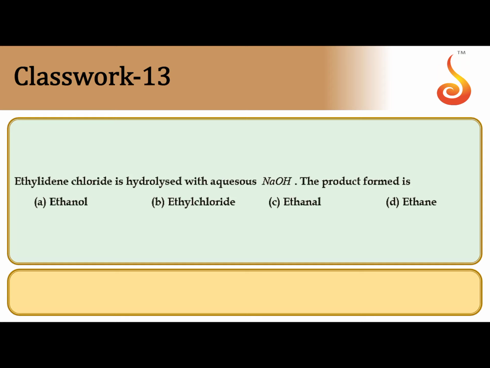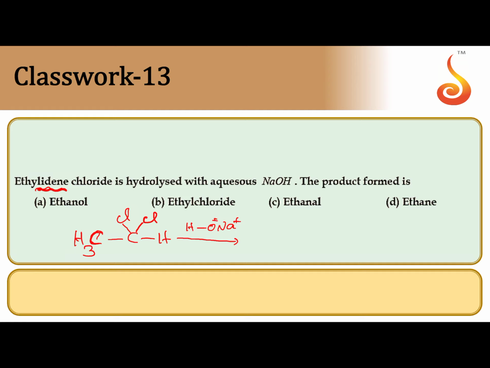Ethylidene chloride is hydrolyzed with aqueous NaOH. The product is? So we should know what is ethylidene. Idene stands for geminal. So on the same carbon of ethyl, first you write ethyl, meaning two carbons. Since idene is there, you keep two chlorines on the same carbon. This is ethylidene chloride. No need to say dichloride, that is understood whenever we are using idene. It is subjected to hydrolysis with aqueous NaOH.